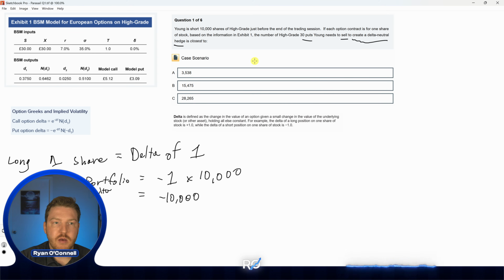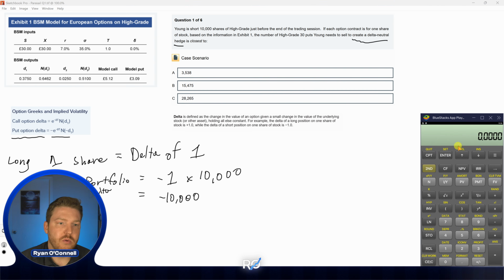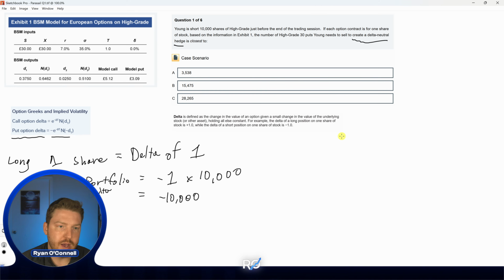But how many of them are we going to buy? Or how many are we going to sell? Well, we need to know what is the delta of the put. We can do that by using this formula right over here, which is going to tell us how to calculate a put option's delta. Let's just start off by working through this, and then we can talk a little bit about what delta even is in the first place.